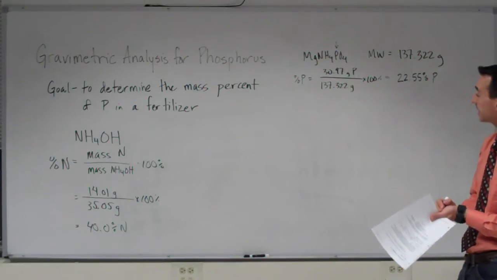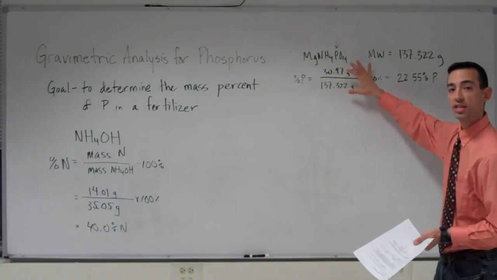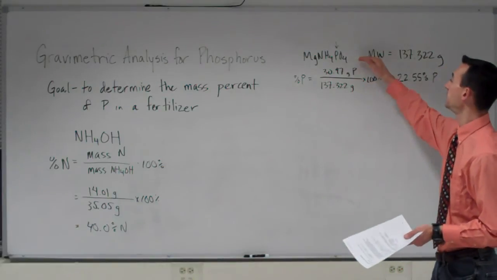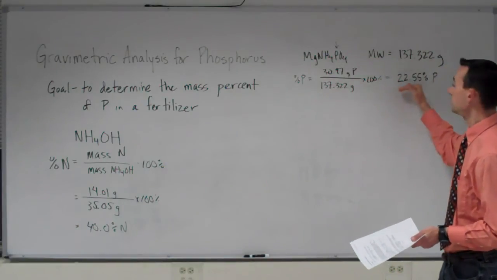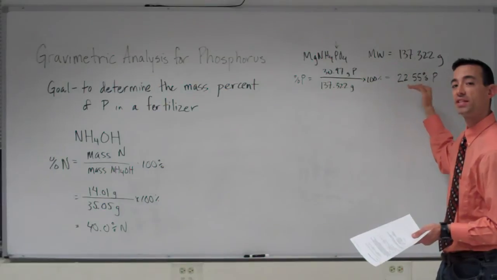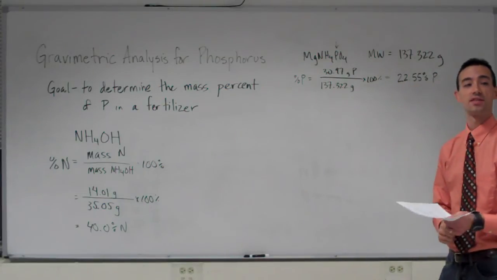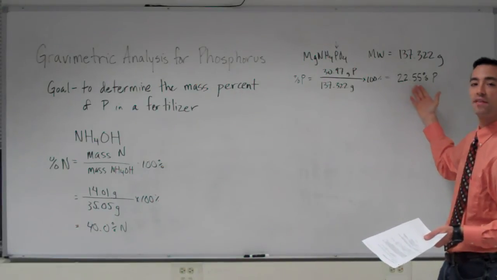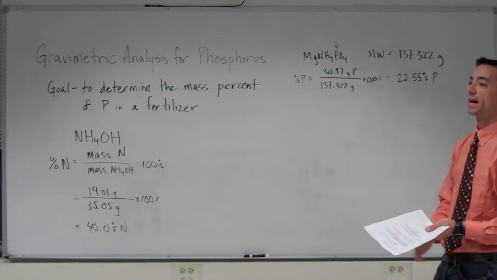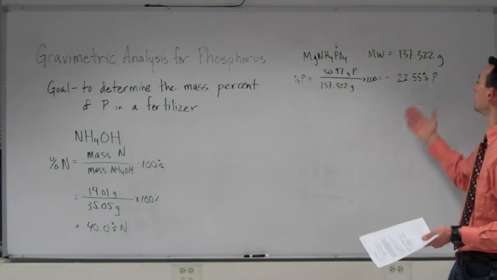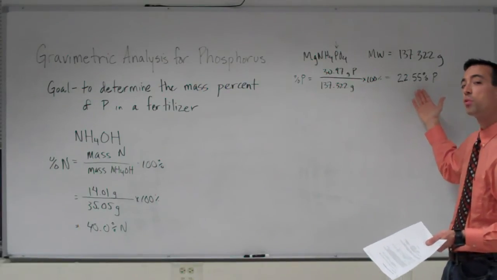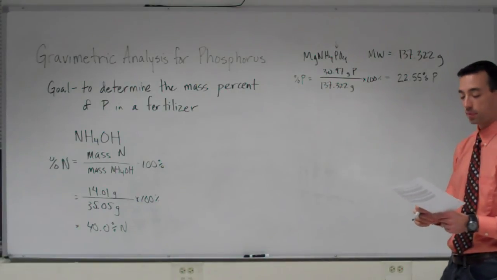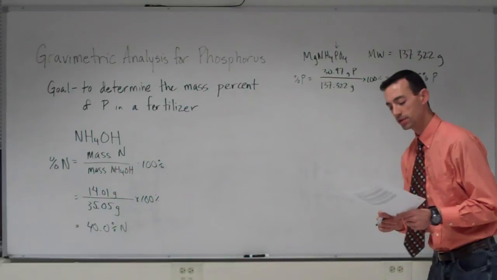So while we calculated this on a mole scale, we now can interpret any sample of magnesium ammonium phosphate. 22.55% of its weight comes from phosphorus. So if we had 1 gram, we would have 0.2255 grams of phosphorus. If we had 1,000 grams, we would have 225.5 grams of phosphorus in that 1,000 grams of sample. Okay. So how can we use this?